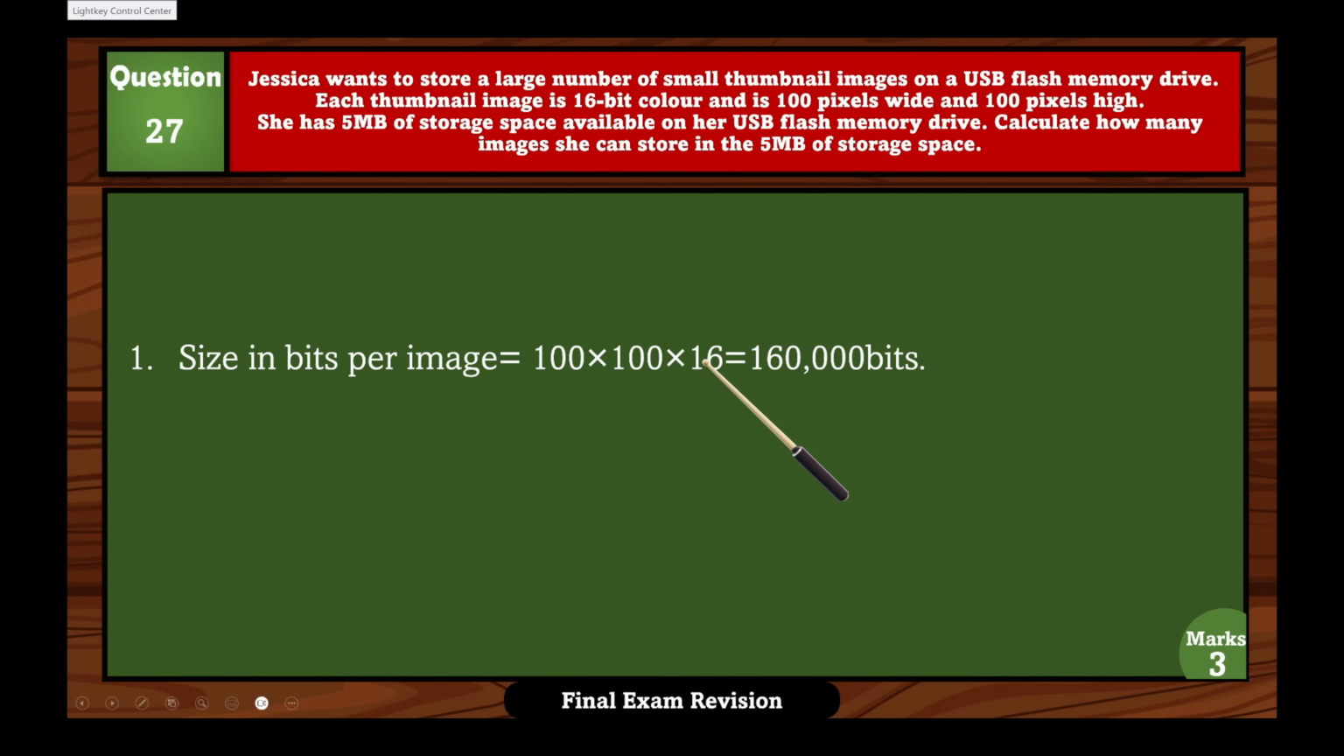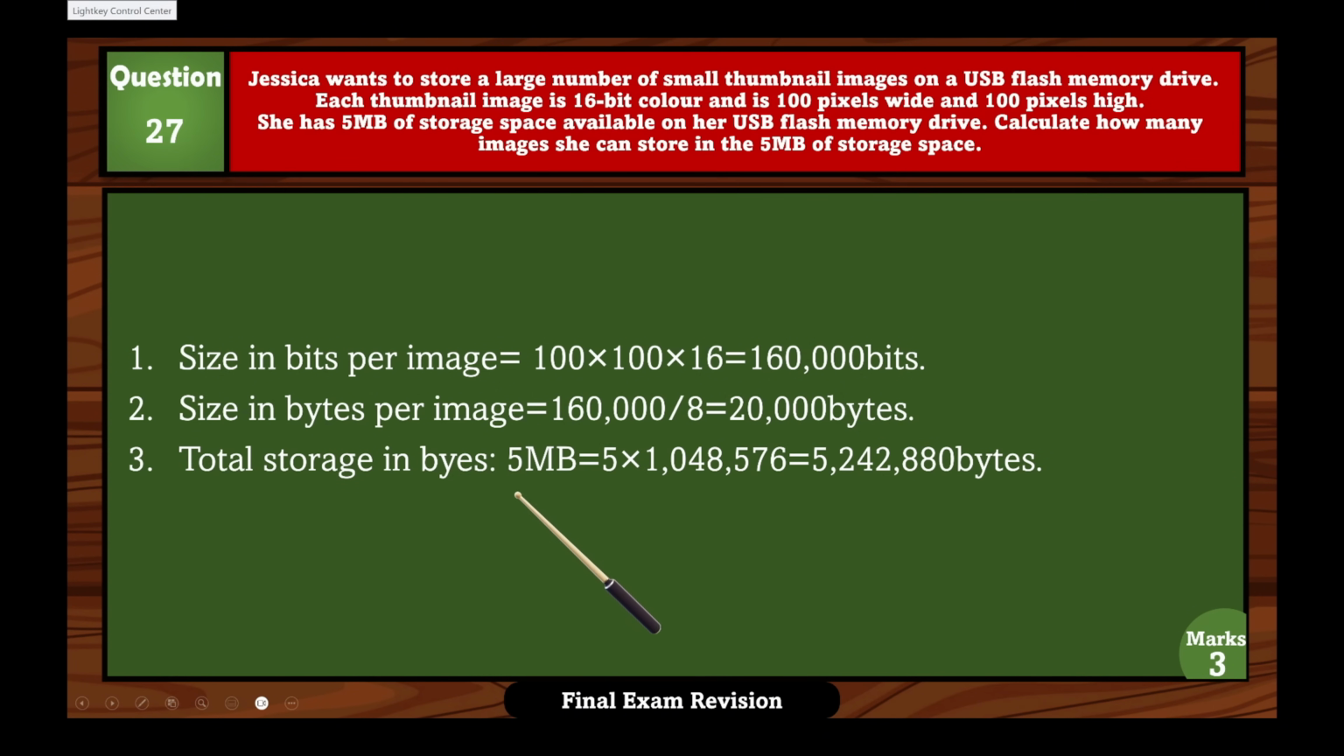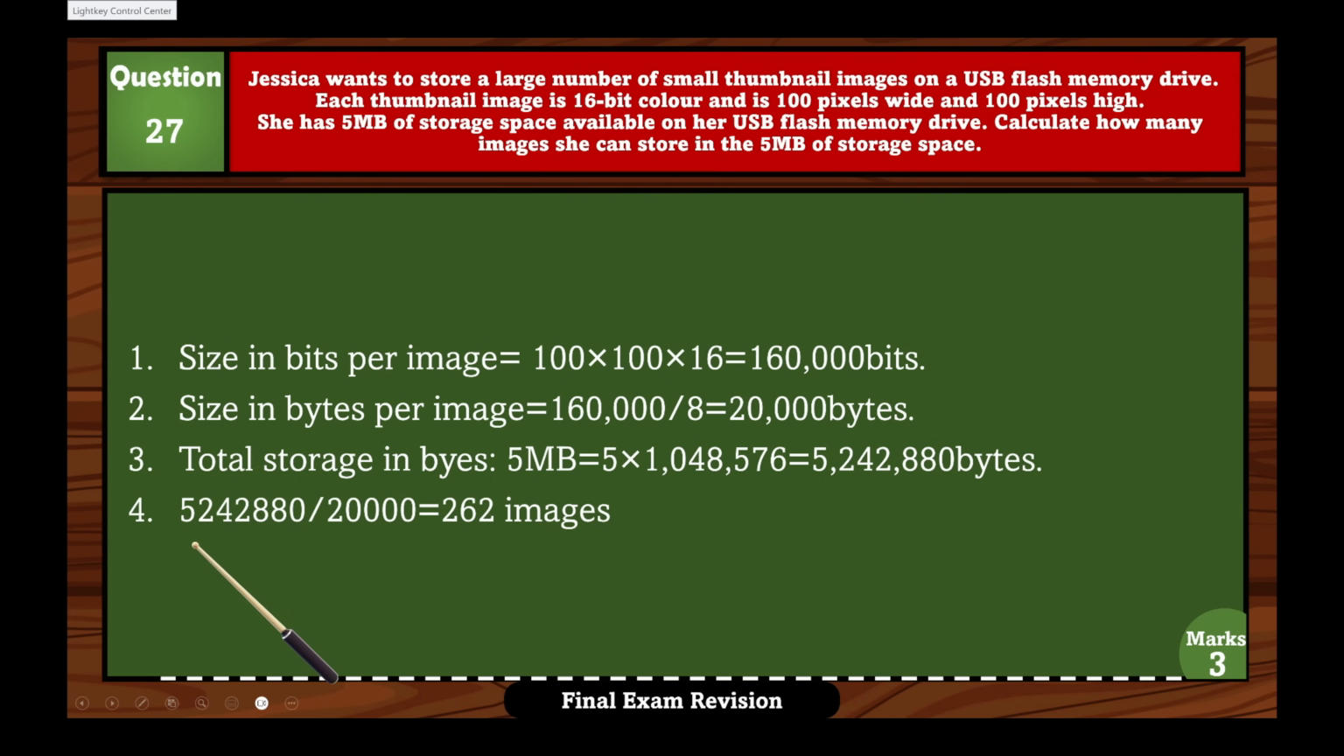Okay, next we need to convert those bits to bytes. So we just divide this number by 8, and now we have the answer in bytes. Okay, we know the total storage is 5 MB. 5 MB is equal to how many bytes? We just calculate the number of bytes in 5 MB. So this number of bytes is in the 5 MB, and then we just divide this number by this value in bytes, and then we know that we can store 26 images on that USB.